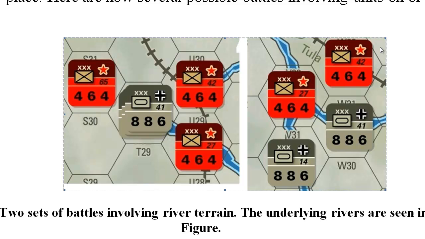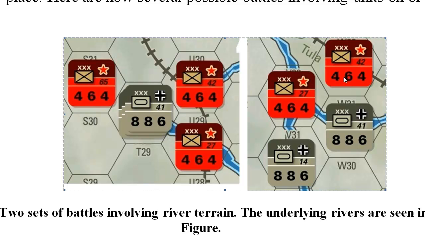Let's turn that around. Suppose the Russians are attacking in the other direction. What is the situation? Well, this Russian unit, the 42nd Infantry, could be attacking the 41st Armor. The armor is on a river square, the attacker is on a clear terrain square, so there's no terrain effect on combat.